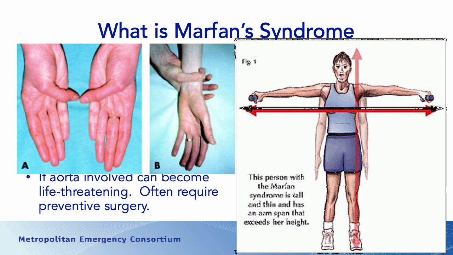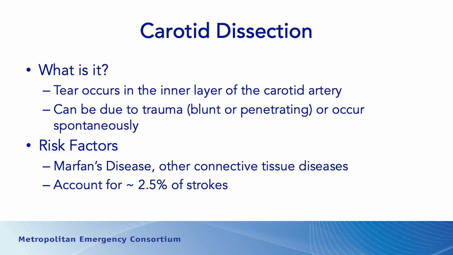Well, why is this a concern? The first thing we're going to talk about is carotid dissections, which is a tear in the inner layer of the carotid artery, and that tear causes dissection through the tissues of the artery, and you get a false channel where blood can go.